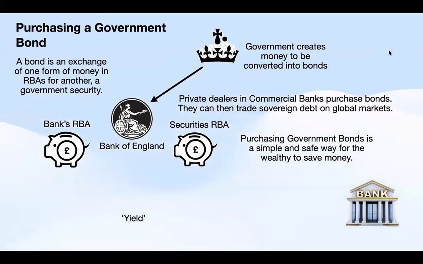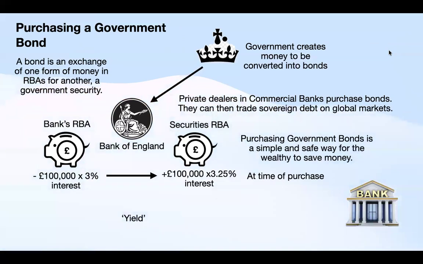If somebody has £1,000 in their reserve bank account, and the interest on that is only 3%, they would much rather convert it into a bond, which always attracts a higher interest. I've just put, arbitrarily, 3.25% per annum. So that is a securities arrangement. At the time of the purchase, they've got £100,000 sitting in a security.